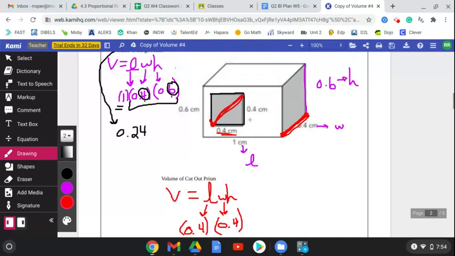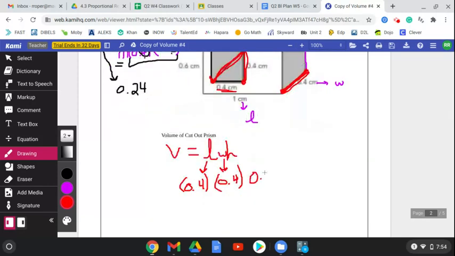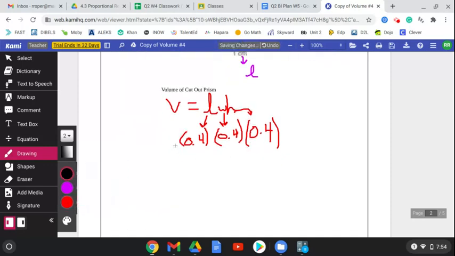And then the height, how high is this cutout section? Well, from here to here, that's 0.4. So again, the length, the width, and the height are all the same length, and so this is a cube. That is a cube that is cut out. So 0.4 times 0.4, 4 times 4 is 16. Then you have 2 digits after the decimal, and so there would be your decimal, and you would have 0.16.